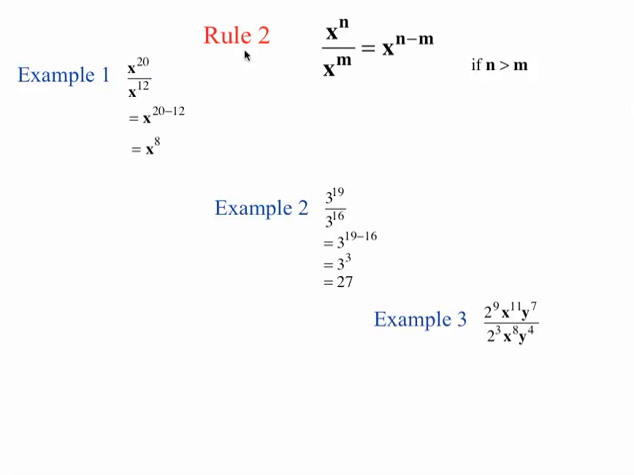All right, here's part 2 of rule number 2. So we're looking at example 3. We have 2 to the 9 times x to the 11 times y to the 7 divided by 2 to the power of 3, x to the power of 8, y to the power of 4.